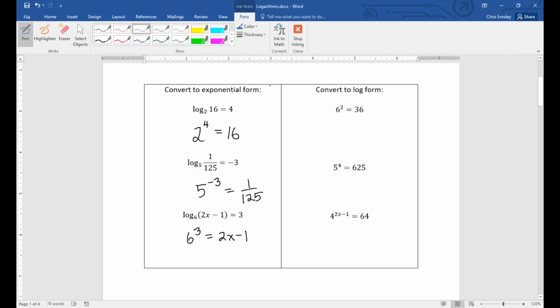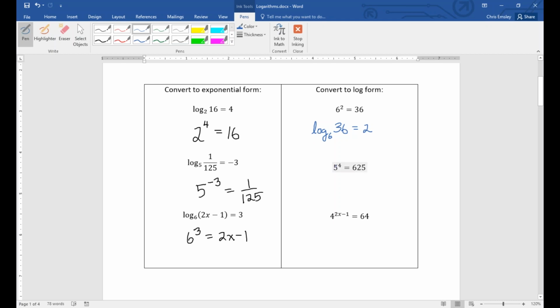Okay, now on this right-hand column we have 3 different exponential statements, exponential equations, and we are going to rewrite them into logarithmic form. Okay, so again, 6 is your base because it has the exponent on it. So when we write that as a log, that becomes the small subscript. We call that our base. The exponent is going to become our answer, so that's going to go over here on the right. And 36 is the argument of your logarithm.